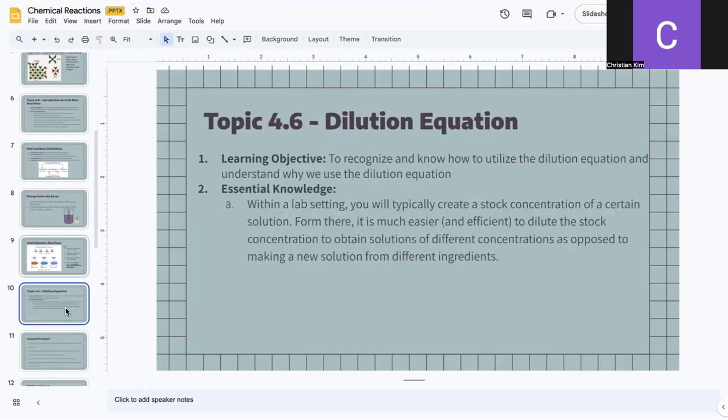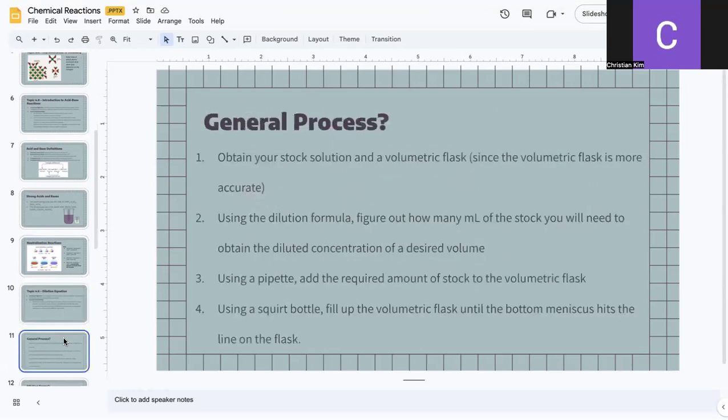Next thing we should talk about is the dilution equation. The general process is that once you obtain your stock solution, which is essentially a very concentrated solution, and a volumetric flask, the reason we use a volumetric flask is because it's more accurate for volume. Then using our dilution formula, you can figure out how many mL or L of the stock you'll need to obtain the diluted concentration of a desired volume.